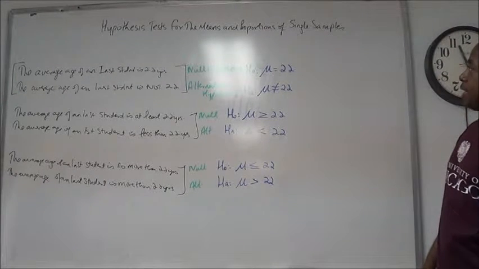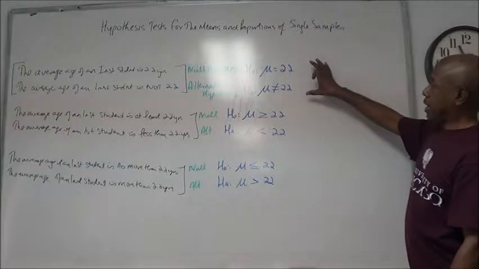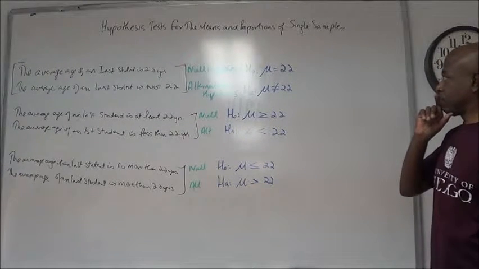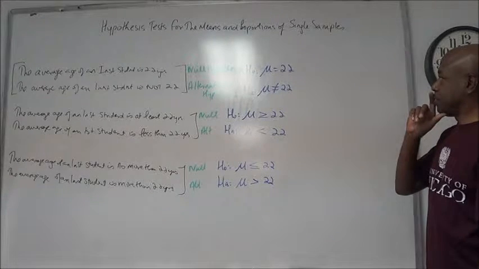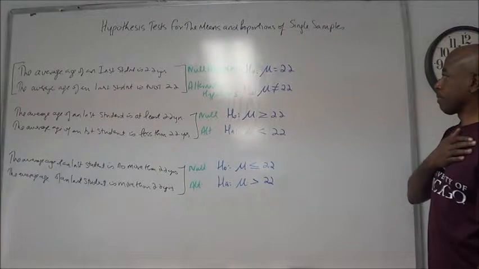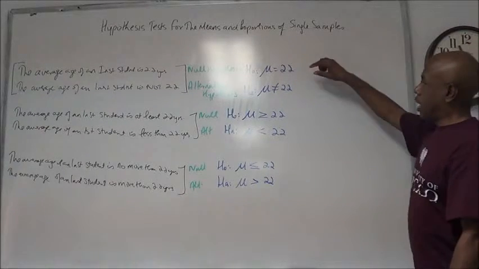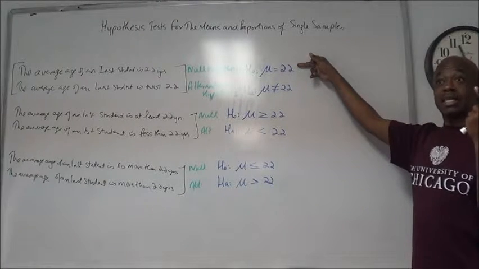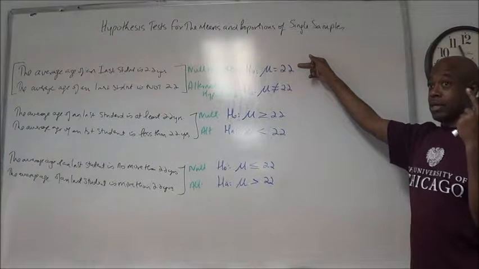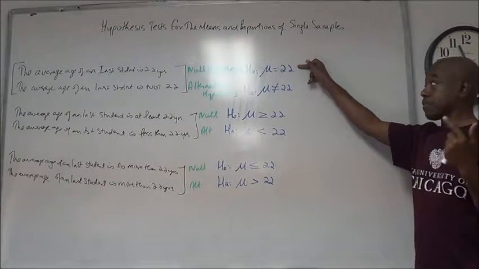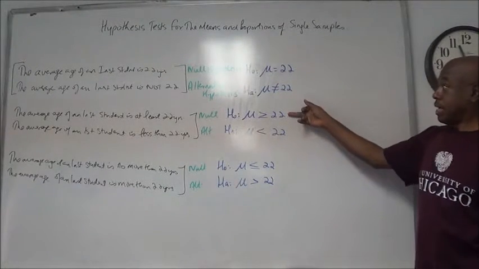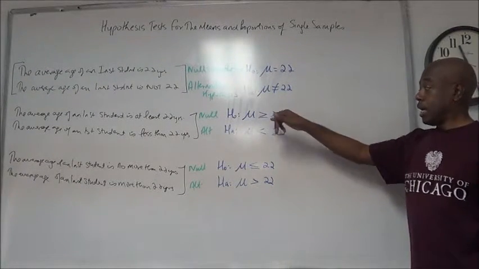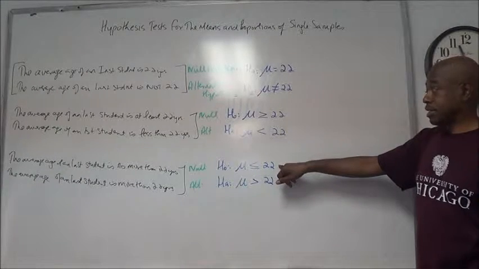All right. So let's look at this first one. Average age of an institute student is 22 years. If we look at H0 here, we notice that the equality is in H0, right? The equal sign exists in H0.